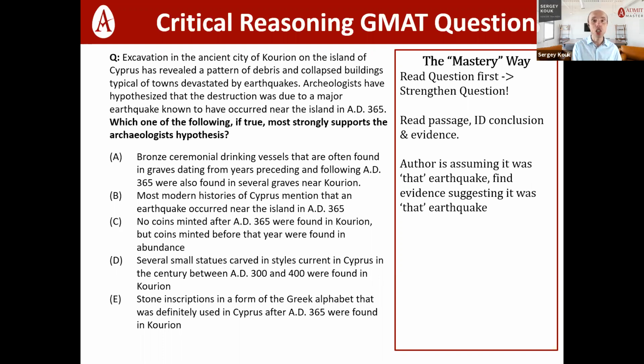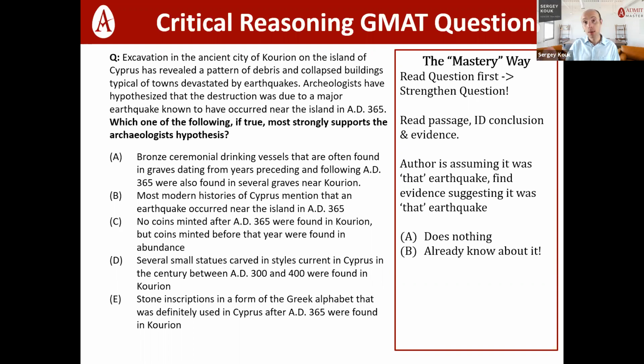So let's see. Does A help us understand whether it was that earthquake? Not really. It doesn't. How about B? Well, it just tells us there was an earthquake. We already know that. But does it help us understand whether that specific earthquake destroyed the town? No, it doesn't. So that is why B is not the correct answer.